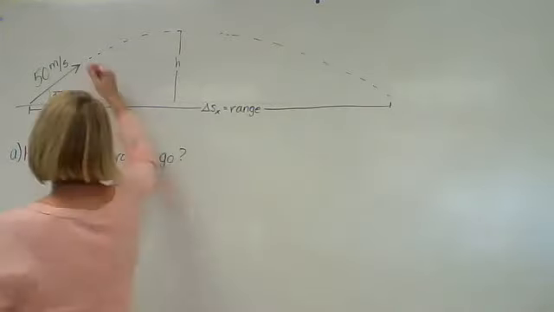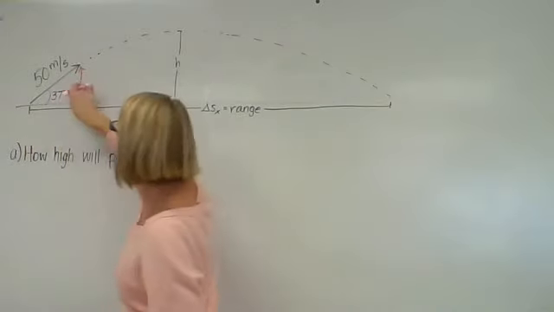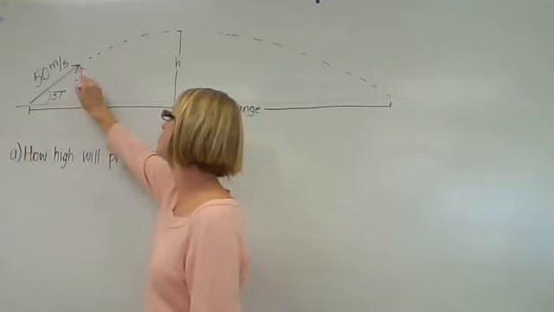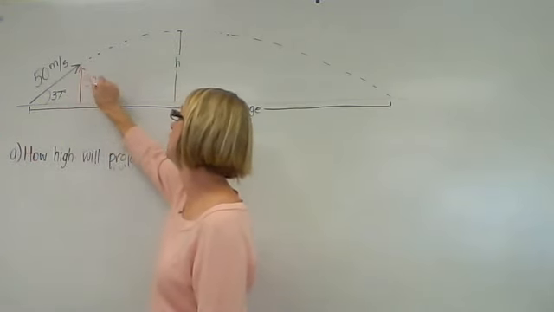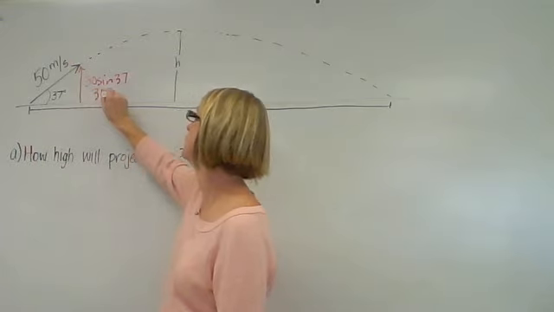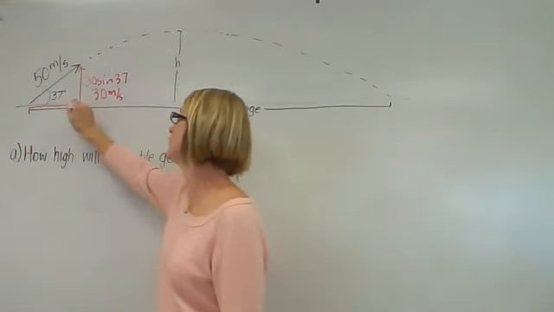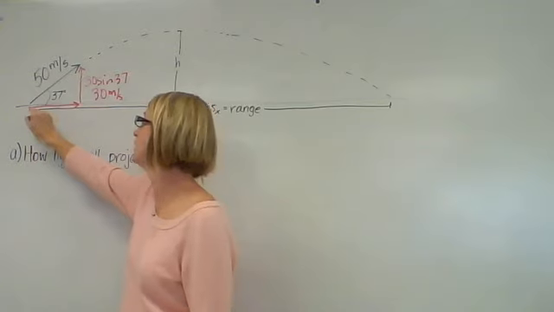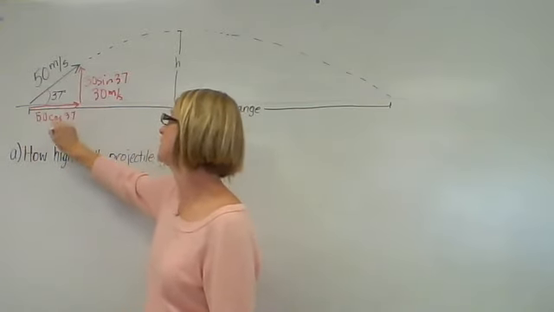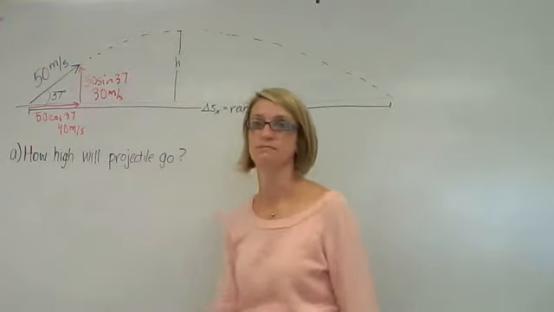So we went over here and figured out that the vertical component is opposite the 37-degree angle, so that was 50 sine of 37, which came out to be 30 meters per second. And the horizontal component is adjacent to the 37-degree angle, so we use cosine. 50 cosine of 37 gives us 40 meters per second horizontal velocity.